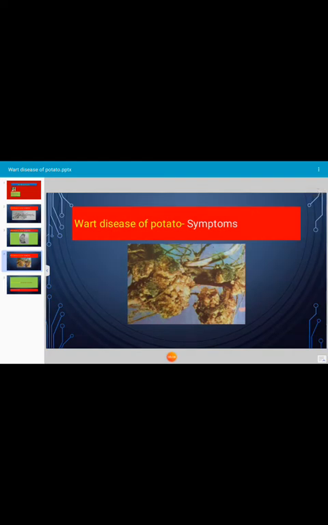And let us see the causal organism. The pathogenic organism which causes wart disease of potato is known as Synchytrium endobioticum. Synchytrium endobioticum causes wart disease of potato. Let us see the structure of Synchytrium endobioticum.